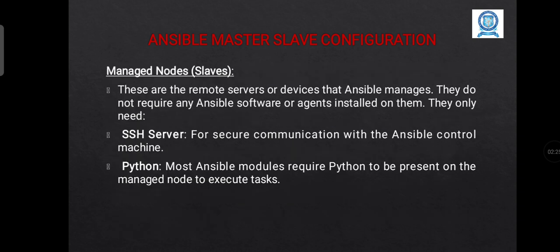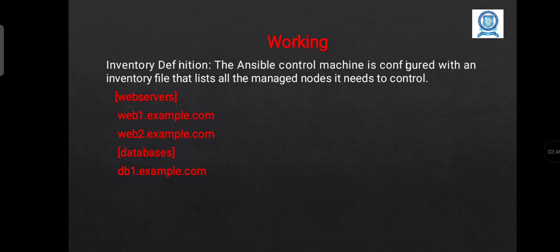Managed nodes or slaves, these are the remote servers or devices that Ansible manages. They do not require any Ansible software or engine installed on them. They only need SSH server for secure communication with the Ansible control node and Python. Most Ansible modules require Python to be present on the managed node to execute tasks.